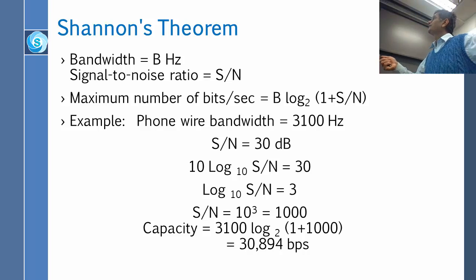So basically the capacity is log base 2 of 1 plus S upon N. S upon N is 1000, and therefore you do all this math and it comes out to 30 kilobits per second. 30.894 kilobits per second.